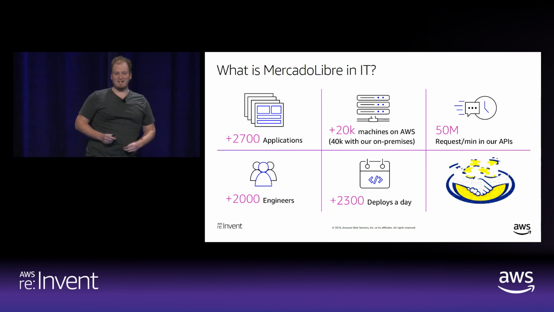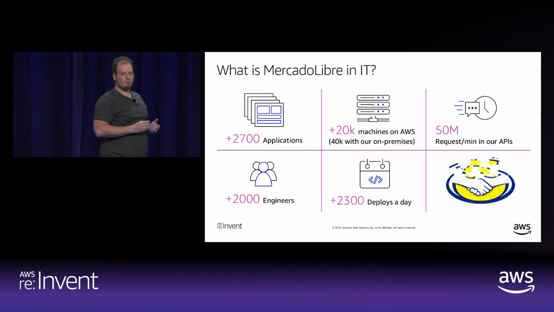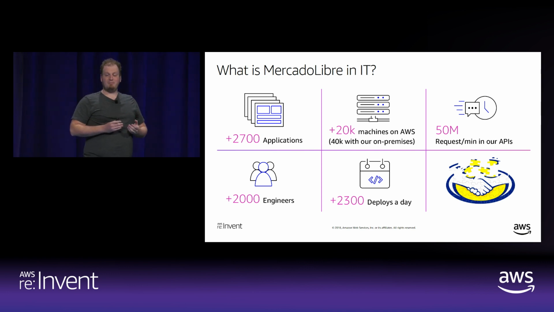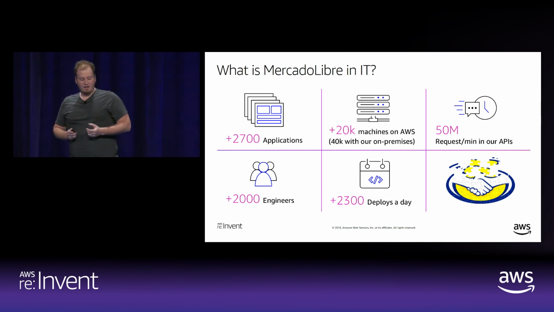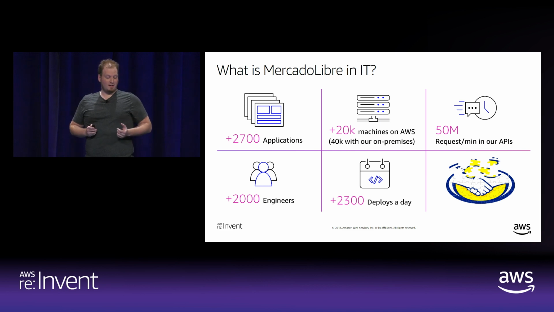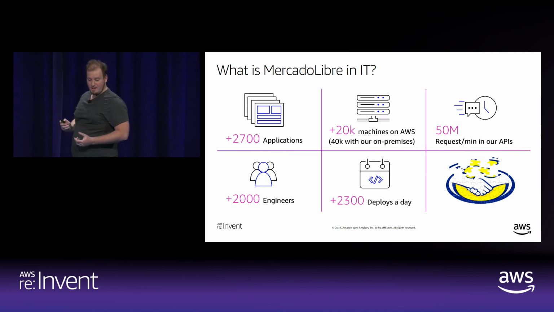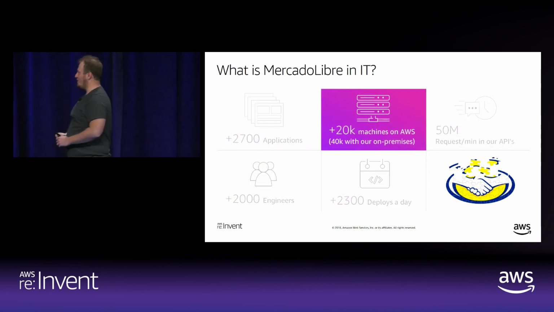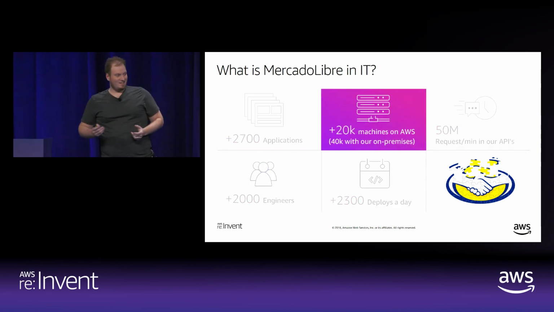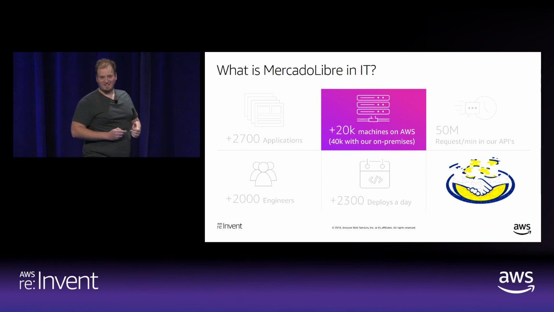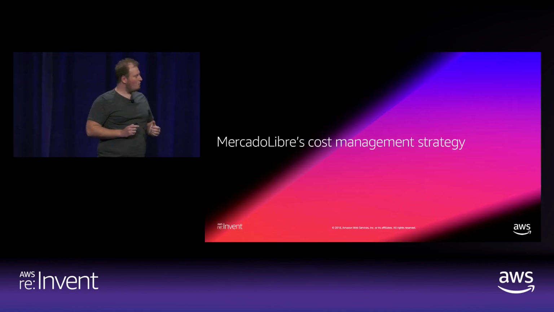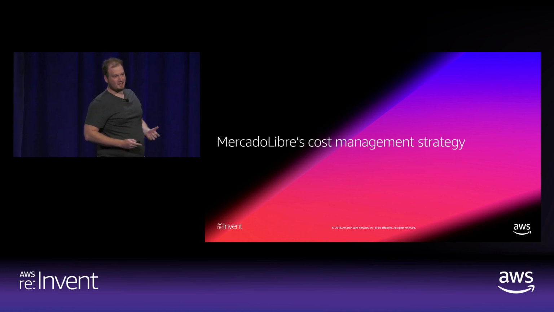And to manage that, we have 2,000 engineers that have their focus on the product of Mercado Libre itself, and they make 2,000 deploys a day. And as you can imagine, we are in an AWS conference. The 20K is a big number for us at least, and it's good to see how we manage that and how we manage that in terms of cost.